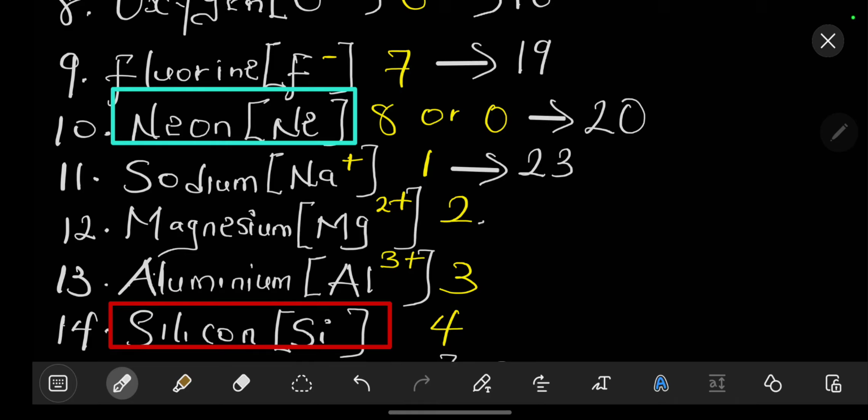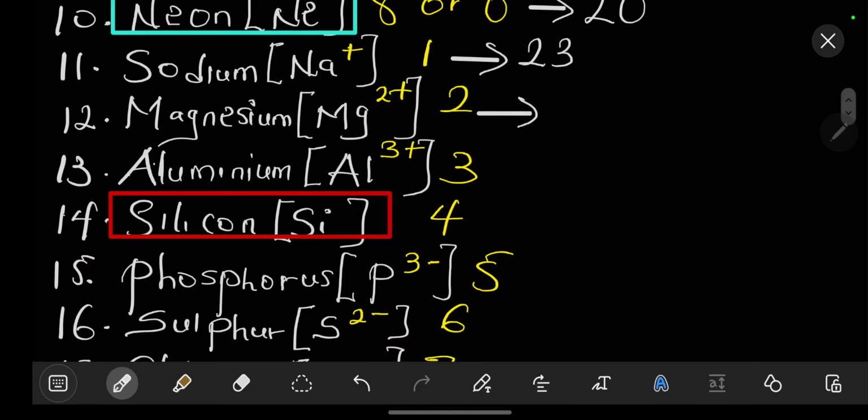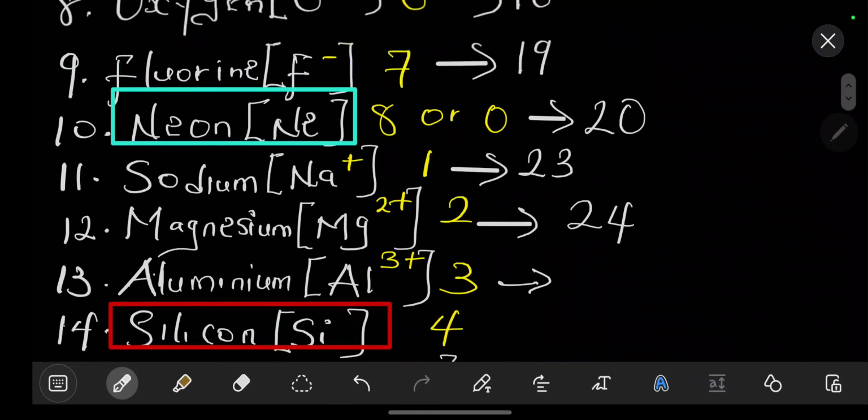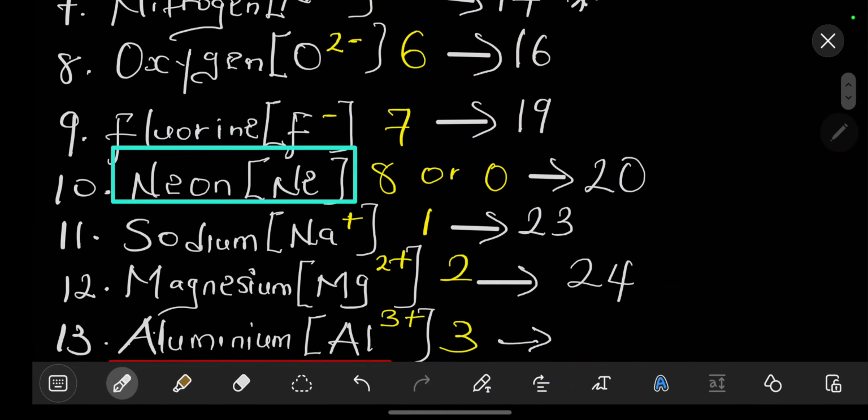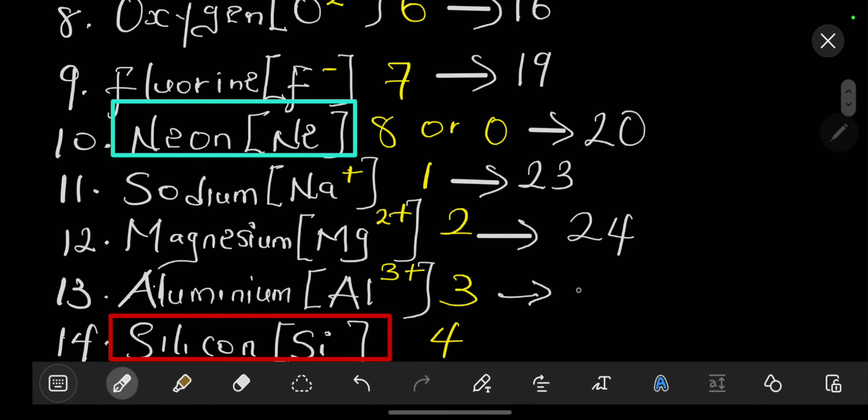Then magnesium here is the 12th element. 12, of course, is an even number. 12 times 2 gives us 24. No inclusion of 1. Aluminum is the 13th element. And of course, that 13 is an odd number. 13 times 2 gives us 26. Then adding 1 gives us 27.